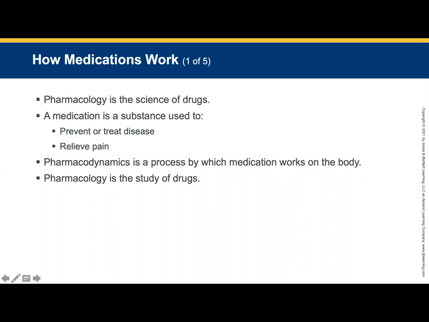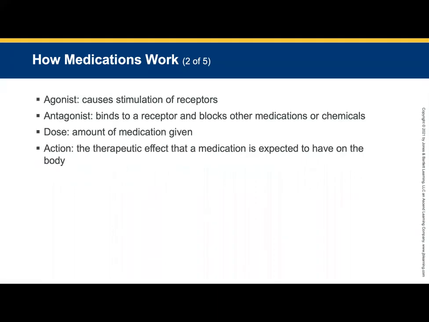And then again, pharmacology is the study of drugs. So these are important in here. I've got some information in there too. An agonist causes stimulation of receptors. I'm knocking off early, just so y'all know that. An antagonist binds to a receptor and blocks other medications and chemicals. I'll go further into that in just a little bit.